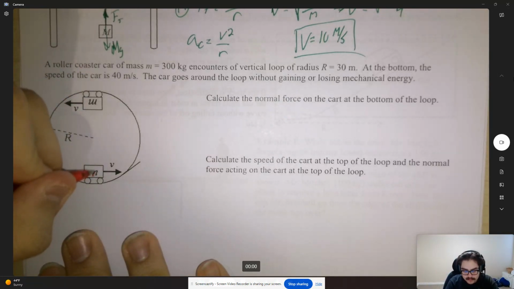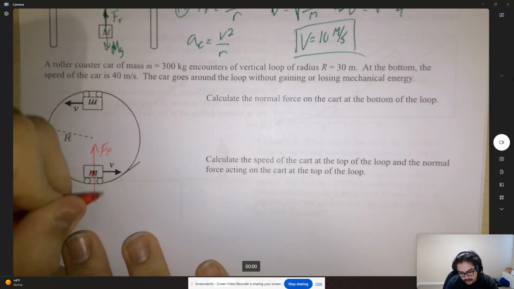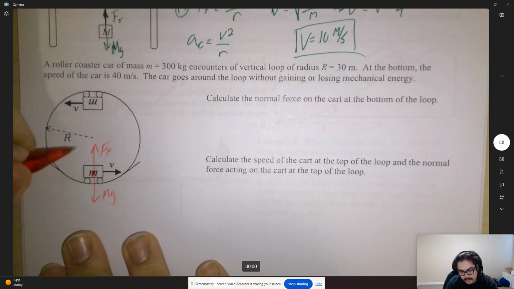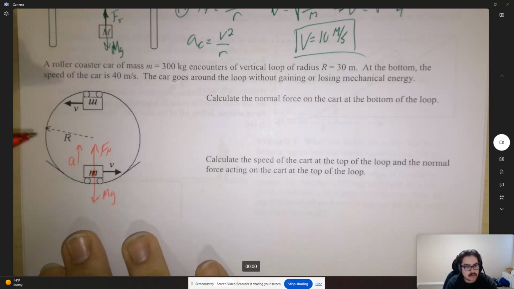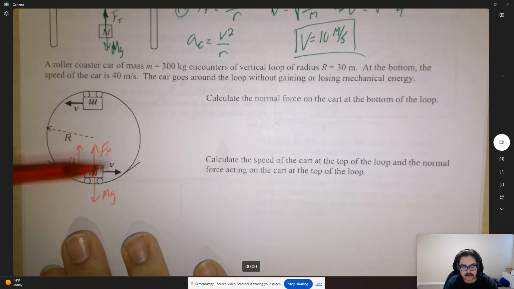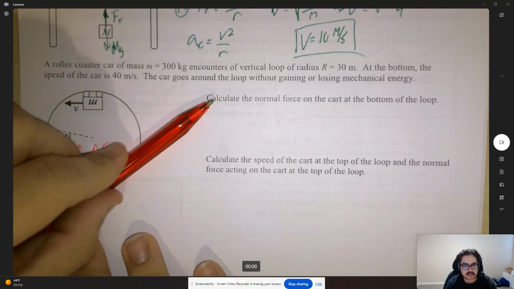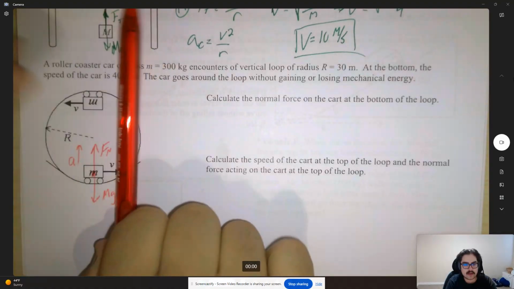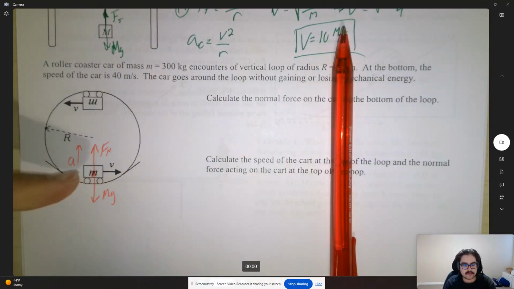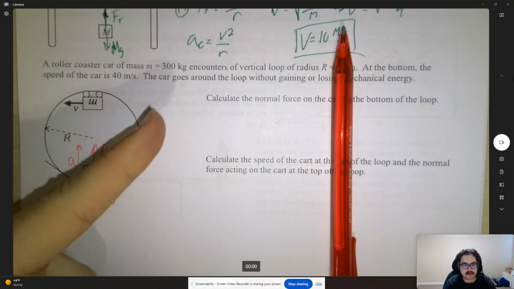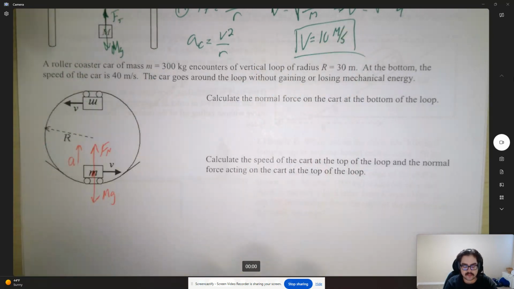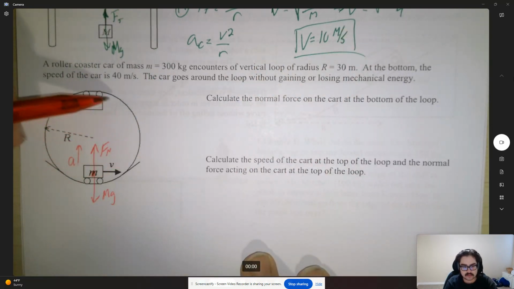The reason for that is because you have an acceleration going up, which means you have to have an unbalanced force going upwards. That should make sense, because why are we having acceleration going up? Well, it's because as the car is moving, the velocity is changing its direction so that it can go around the loop, right? So you notice it's going directly to the right, but then it goes in a loop, right? So the velocity is changing its direction as it loops around.